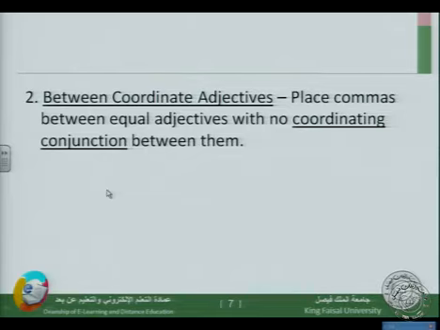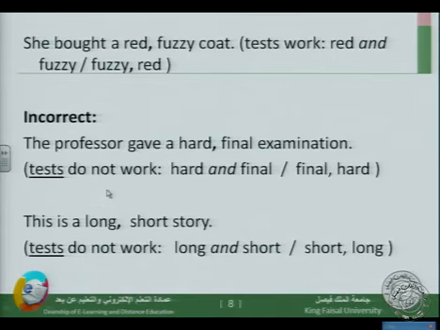We put commas between coordinate adjectives: place commas between equal adjectives with no coordinating conjunctions between them. She bought a red, fuzzy coat. The professor gave a hard final examination. Here the tests do not work: hard and final, or we say final, hard. This is a long, short story. The test does not work here either. You should say long and short story, or short and long story.